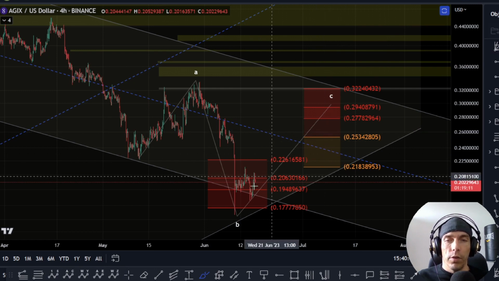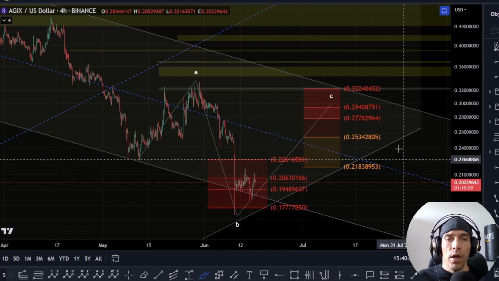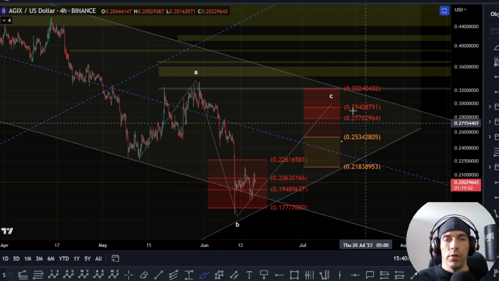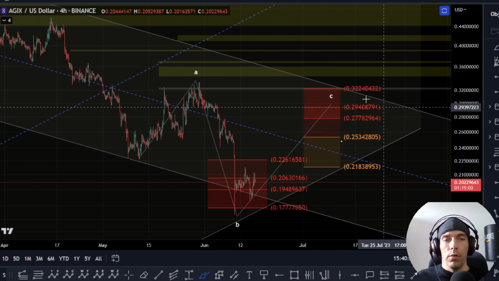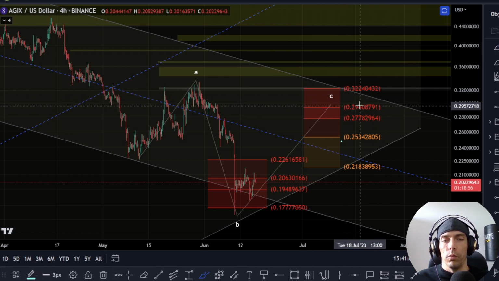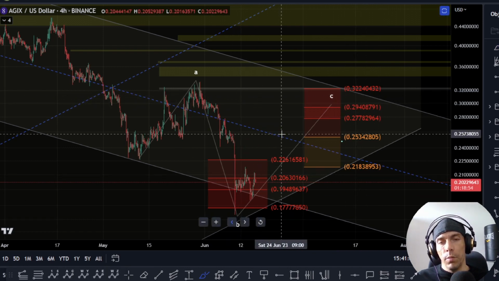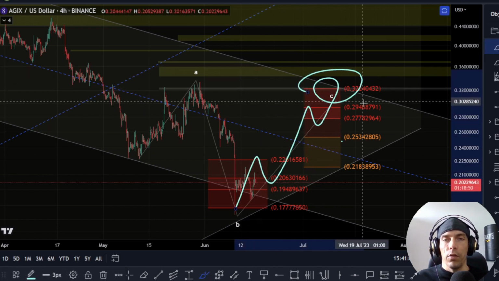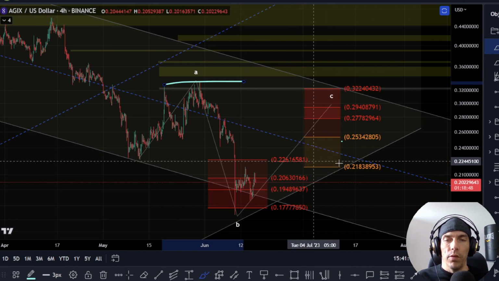So some target areas for this would be the 1-to-1 of the A wave, which would be this 2534. We have the 1.236 at the 2778, 1.382 is 2940, 1.618 is this 3222. Now, this would be interesting to me if we did see this bigger push to the upside here, because this could actually bring us back into this channel and look to actually sweep this A wave high.